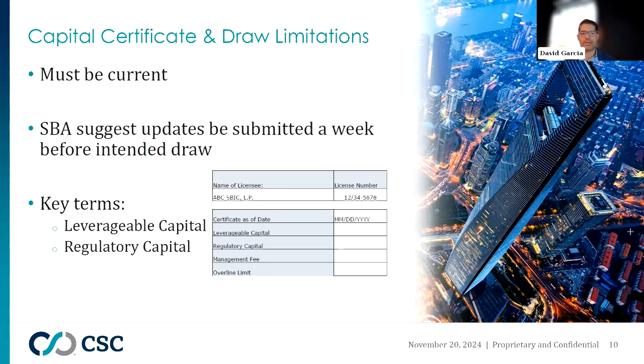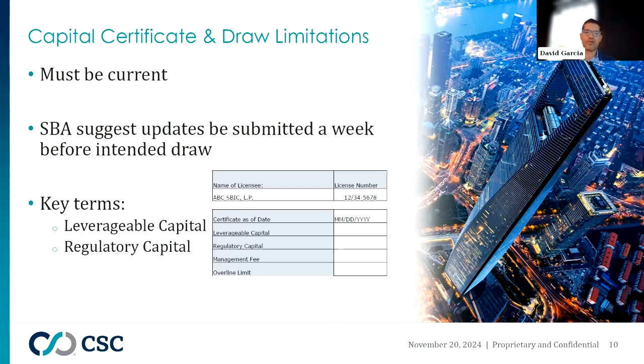Regulatory, to put it in a simple fashion, is somewhat of the total committed in the fund. There are exceptions to that. There are exceptions when you're not an institutional, when you don't have backing towards your unfunded. The regulatory number might differ from your commitment amount.